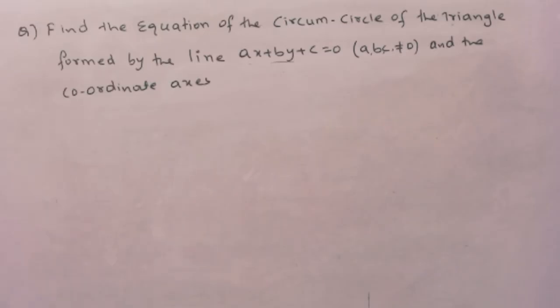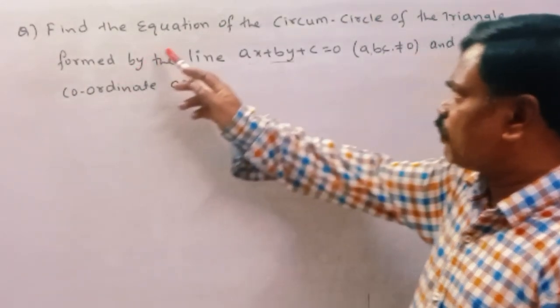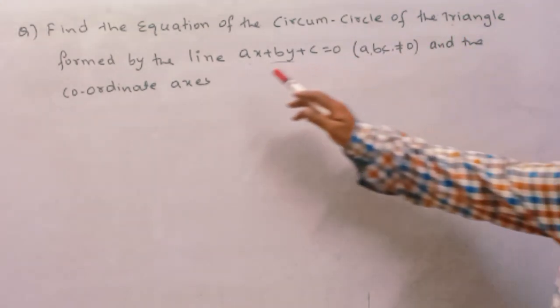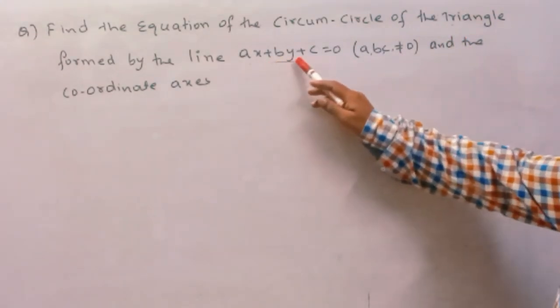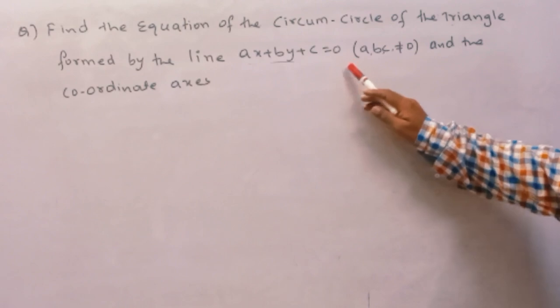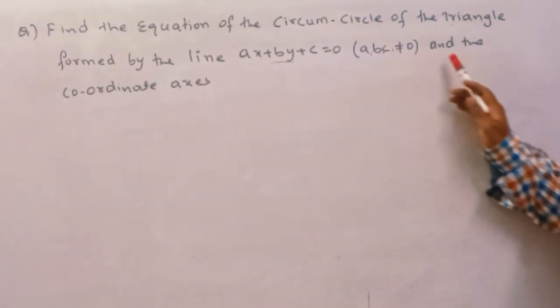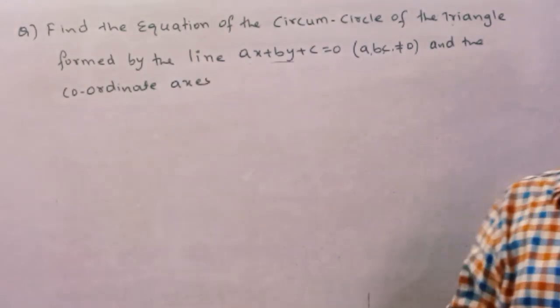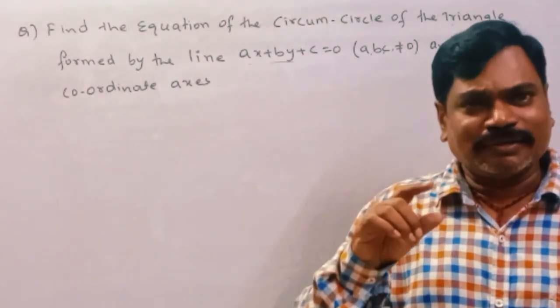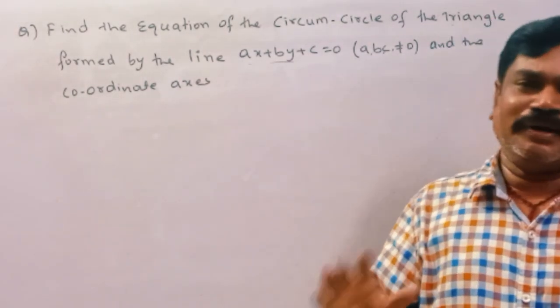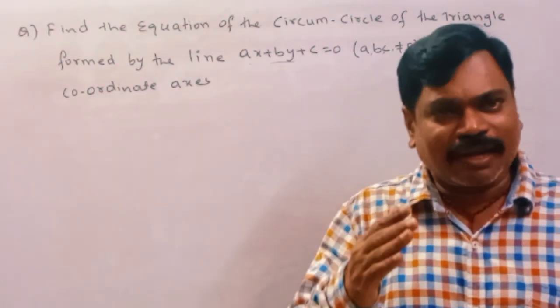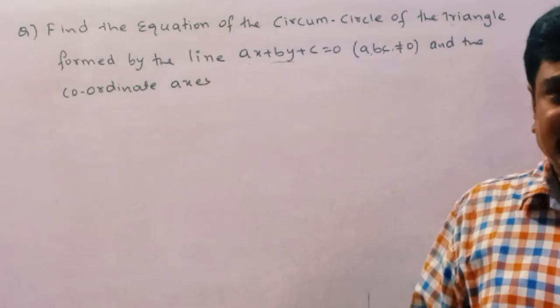Here is one more problem on circles, that is, find the equation of the circumcircle of the triangle formed by the line ax plus by plus c equal to 0, with abc not equal to 0, and the coordinate axes. We have to find the circle equation, the circumcircle formed by the line and the coordinate axes.